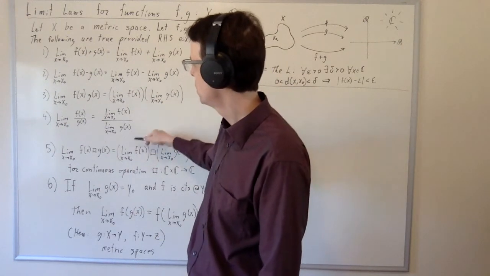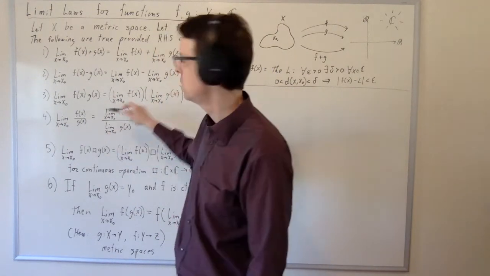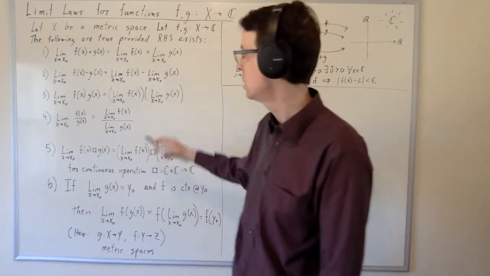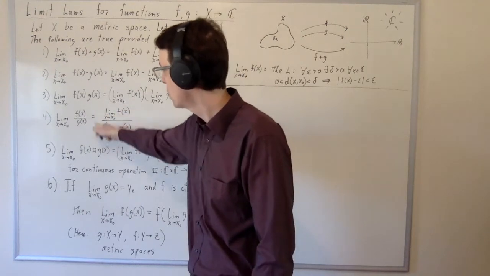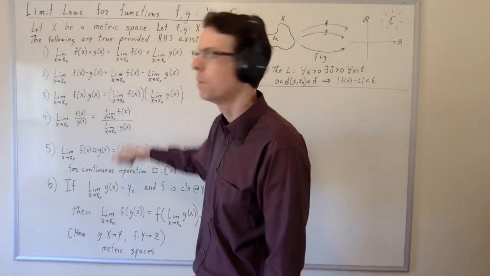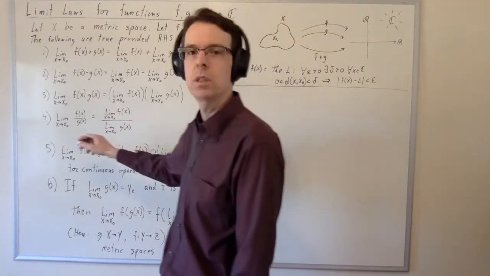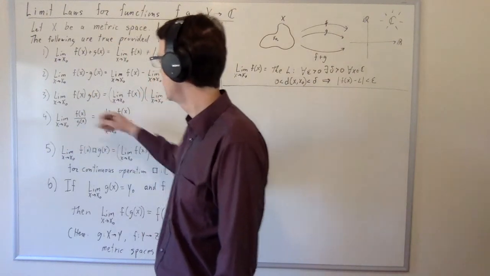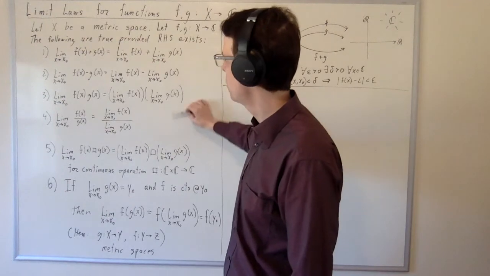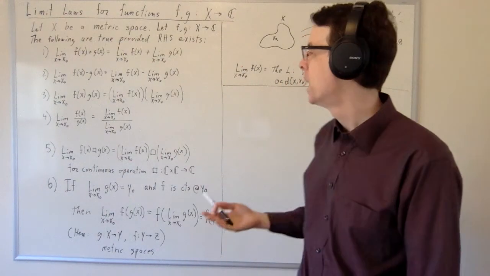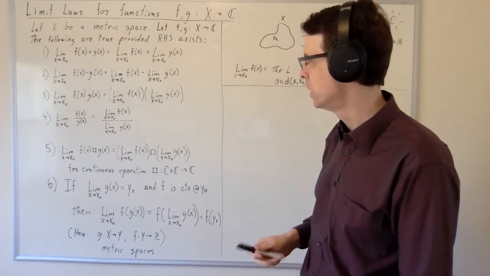In the case of the quotient, we're assuming that the right-hand side exists, which is actually 3 assumptions in this case. We're assuming that this limit exists, we're assuming this limit exists, and we're assuming that the quotient exists, meaning this limit cannot be 0. Under all of those conditions, then this limit here will exist, and the limit of the quotient will be the quotient of the limits. So these are the simplest arithmetic limit laws that you could hope for, and they're all true, and we'll prove them shortly.